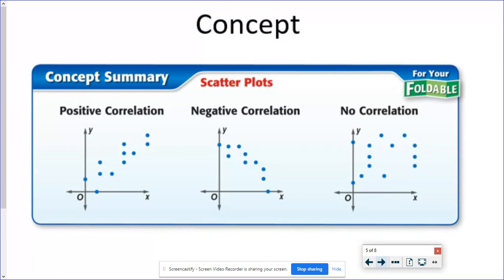All right, now on to the newer stuff. You have already taken a look at scatter plots in the past. Scatter plots are just points that are graphed on an x and y coordinate plane, and we look for a correlation, a relationship, or a pattern that we can find here.